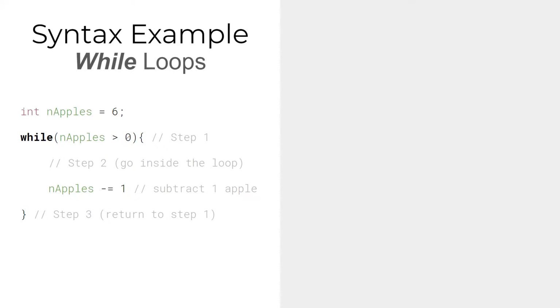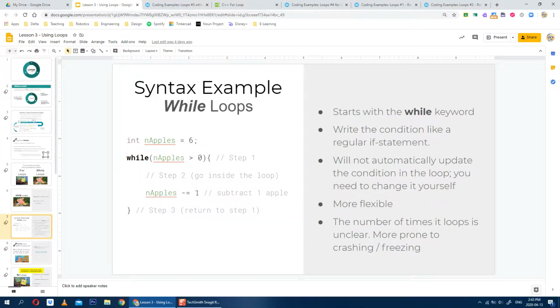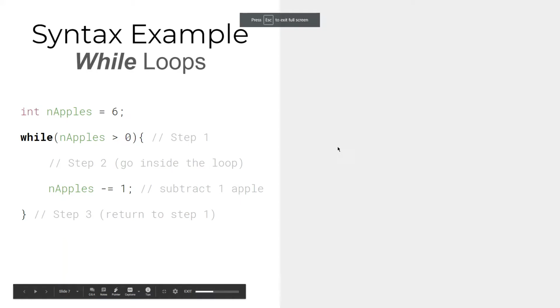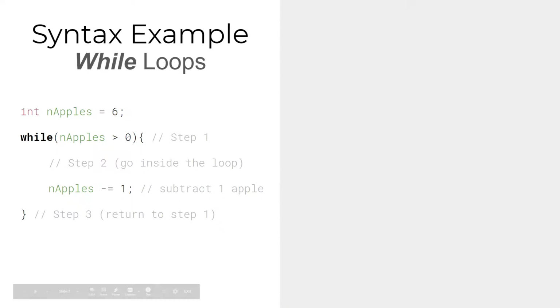Oh, and I noticed a syntax error. Oh my goodness. Syntax error right here. We're missing a semicolon. So I'll fix that right now. Okay. How embarrassing. Okay, so number of apples is 6. While the number of apples is greater than 0, you decrease from the number of apples.